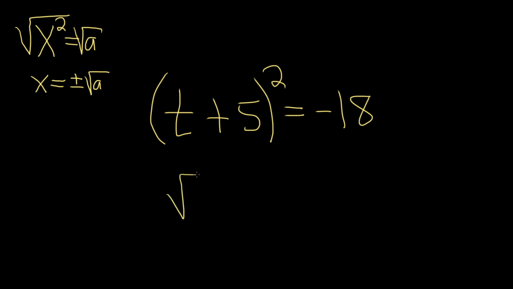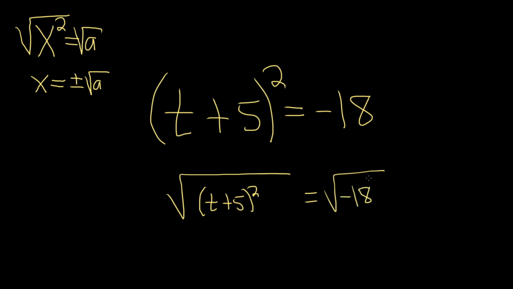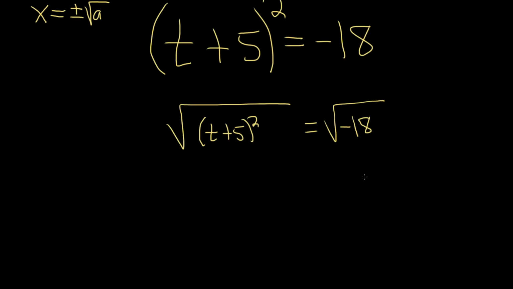So we have the square root of (t + 5) squared equal to the square root of negative 18. So on the left-hand side, we just get t + 5. And on the right-hand side, we get the plus or minus. And now this negative sign inside the square root becomes an i. So this is i square root of 18.